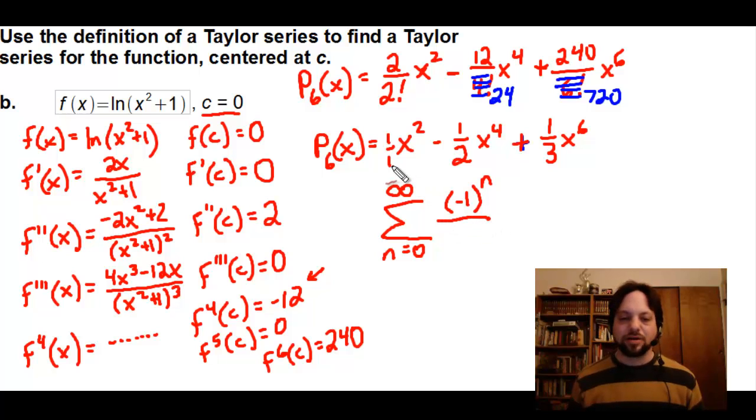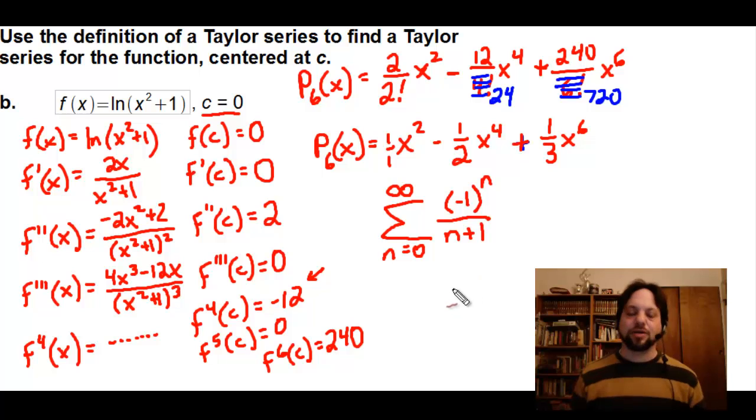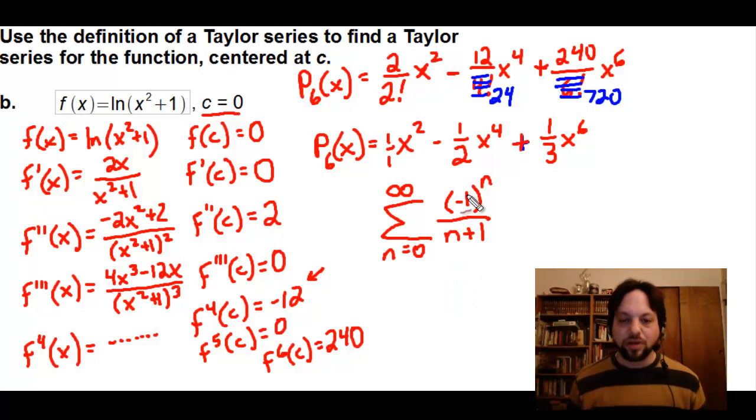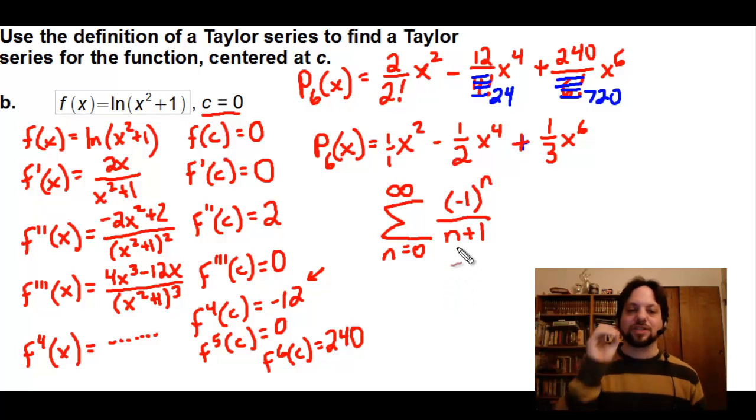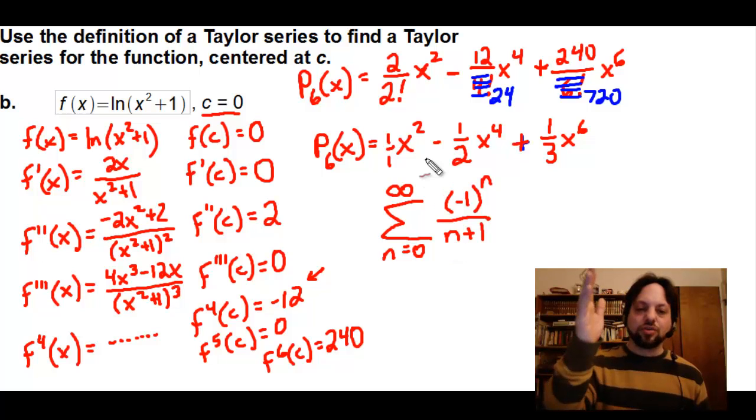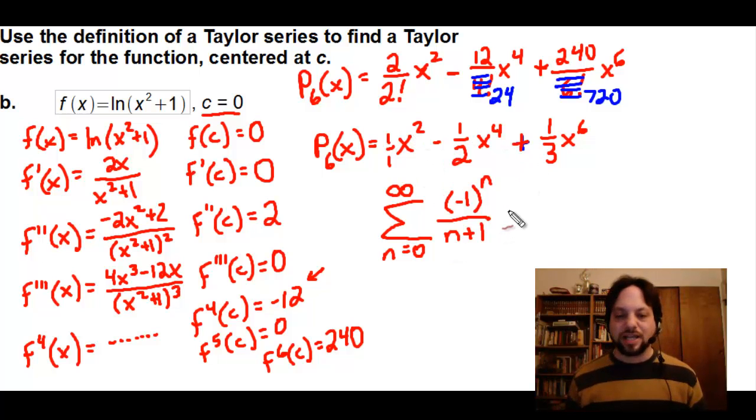In the denominator, well, if n is 0 for my 0th term, I need to add 1 to get to this. And my denominator will just say n plus 1. Great, so I have the alternating series part of this. I have the denominator part. The numerator part is just a bunch of 1s. And the last thing I need to deal with is just x.